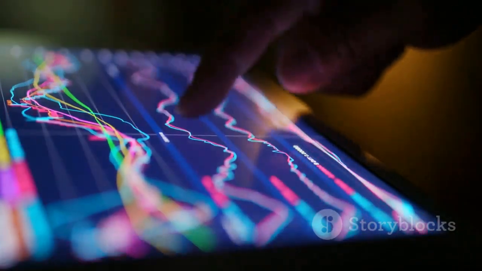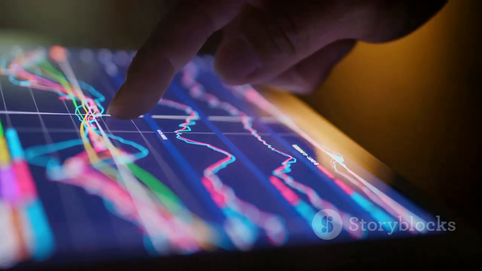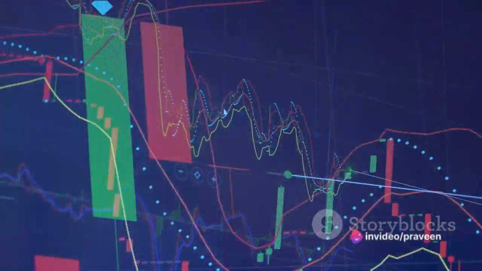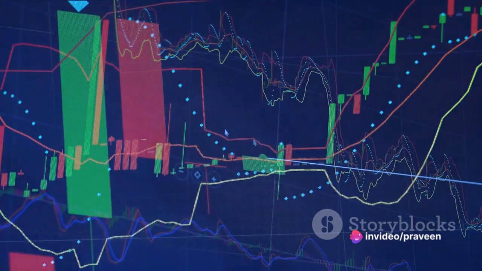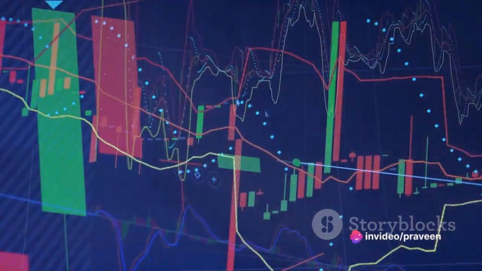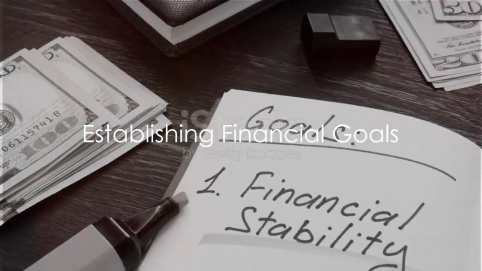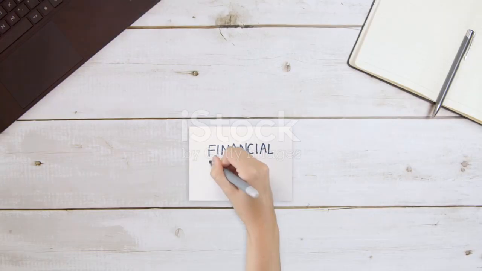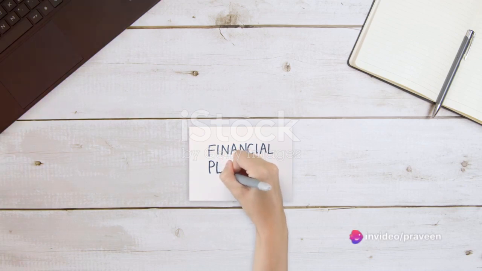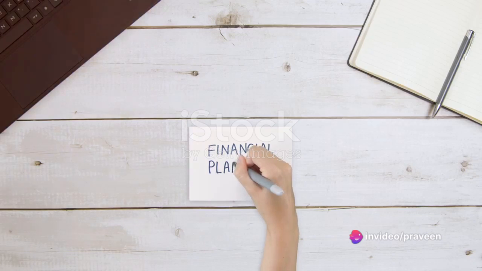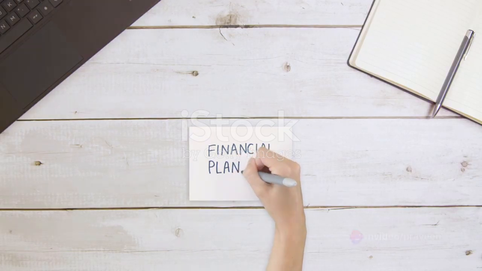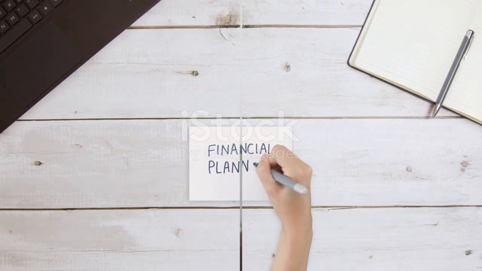Consider it as a pool of money contributed by multiple investors. This pool is then used to buy a diversified portfolio of stocks, bonds, or other securities managed by professional fund managers. Before diving into the investment pool, however, you need to establish your financial goals. Are you saving for retirement, planning for a big purchase, or perhaps creating an emergency fund? The answer to this question will guide your investment decisions.